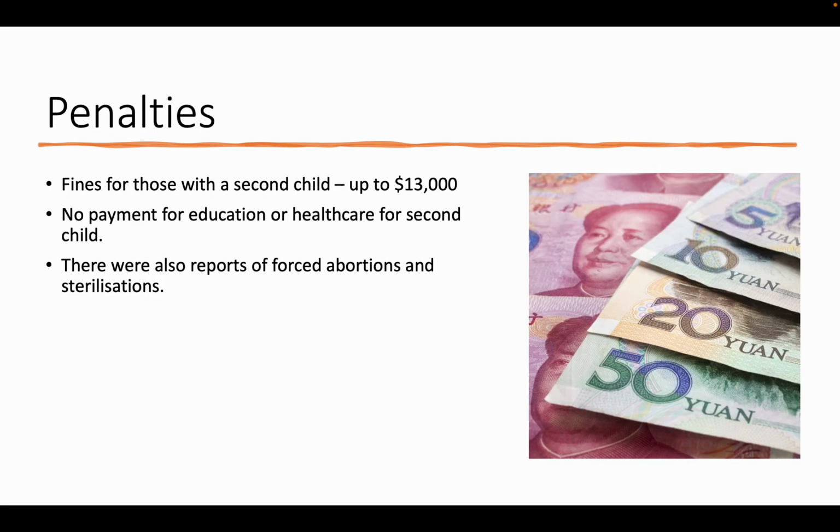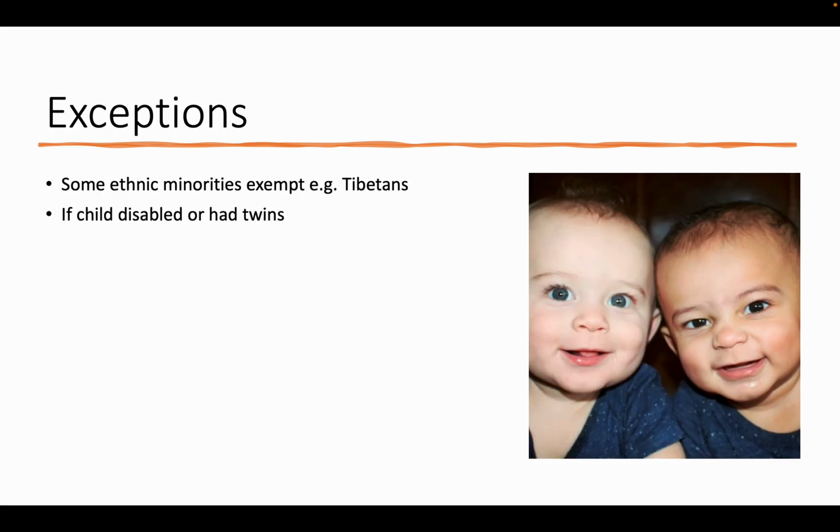Penalties next. Again, this was financial, so there were fines for those with a second child. This was up to around $13,000. Other penalties: if there was a second child, then there were no payment or healthcare benefits provided for them. And there were instances or reports of forced abortions and sterilizations as well.